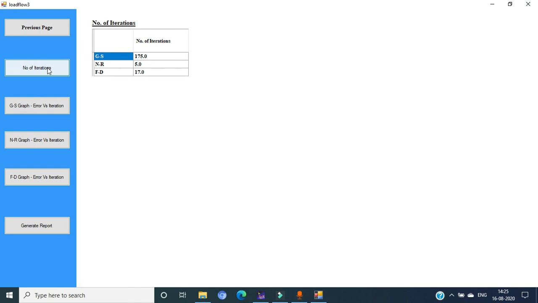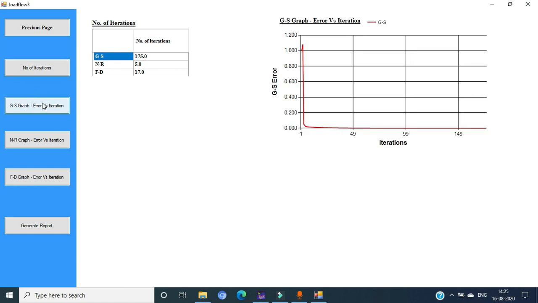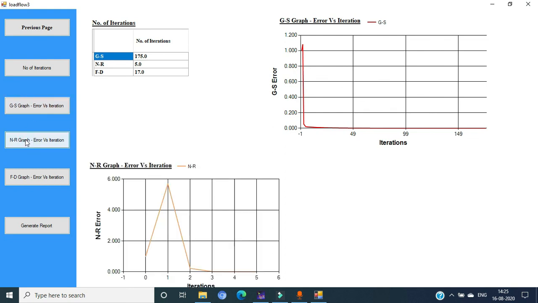So here the accuracy is 10 raised to minus 6. The Gauss Seidel takes around 175 iterations to achieve the desired value. Newton-Raphson takes only 5 iterations, and fast decoupled takes around 70 iterations to achieve the desired accuracy. The graph showing the error with respect to iteration corresponding to each load flow method can be visualized by clicking each button. This is the graph showing error versus iteration corresponding to Gauss Seidel, Newton-Raphson, and fast decoupled.